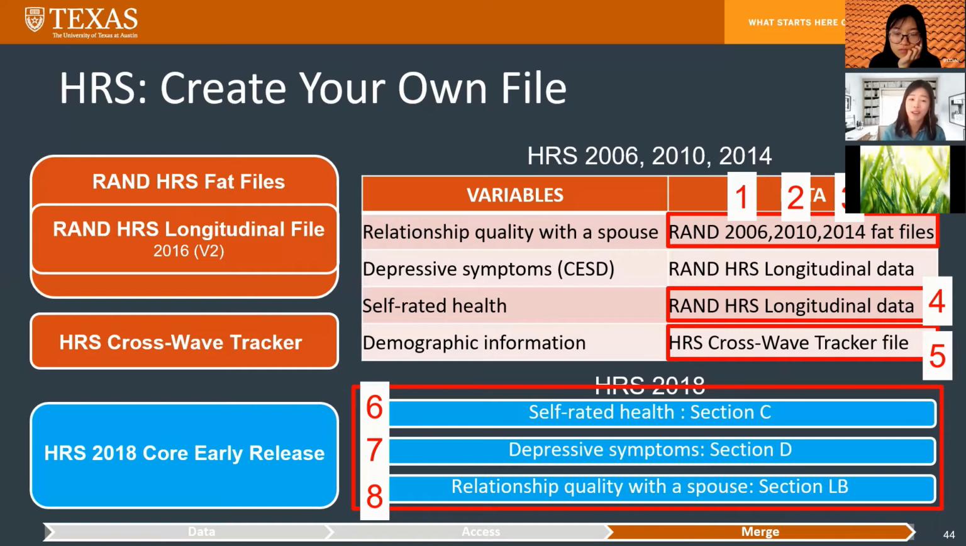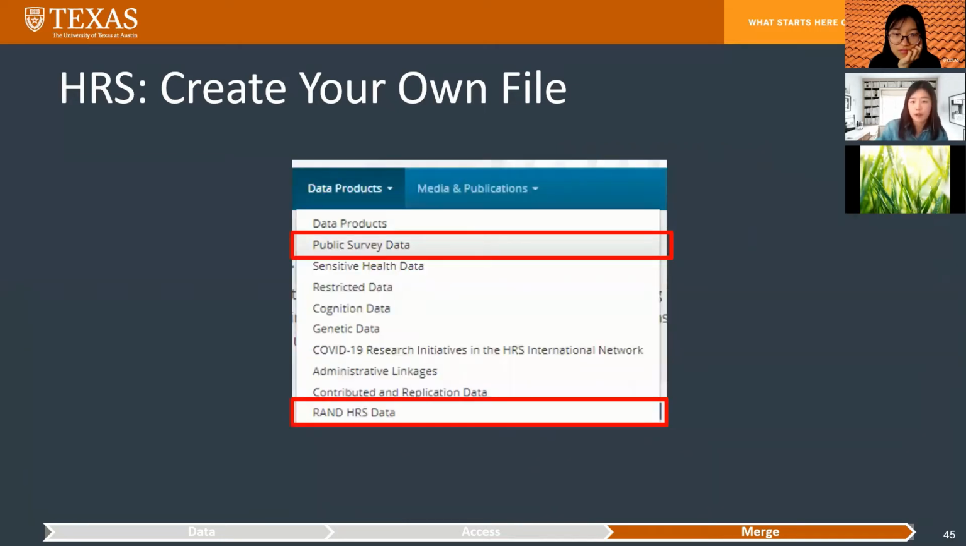And that's why in the case of the 2018 HRS file, we have to match section C, which has self-rated health, to section D, which has depressive symptoms, to section LB, which has relationship quality. And this is so cumbersome and so much work. That's why I think a lot of people get really discouraged from using the HRS. But if you use the FAT files, the FAT file contains everything for that given year. And all of these data products can be downloaded from the HRS website after a simple registration.